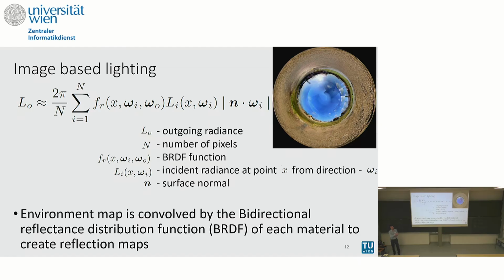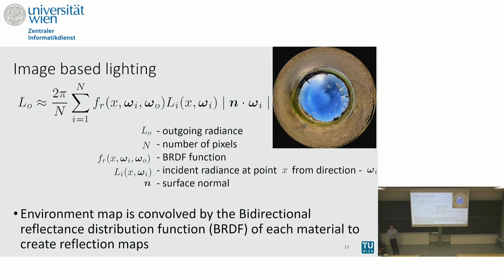We multiply this by the cosine factor, which says that the reflection depends on how much the surface is tilted. So mostly the surface normal plays the role here. And then we sum up all the values from all the pixels, and we get our final radiance value for every pixel of the rendering.